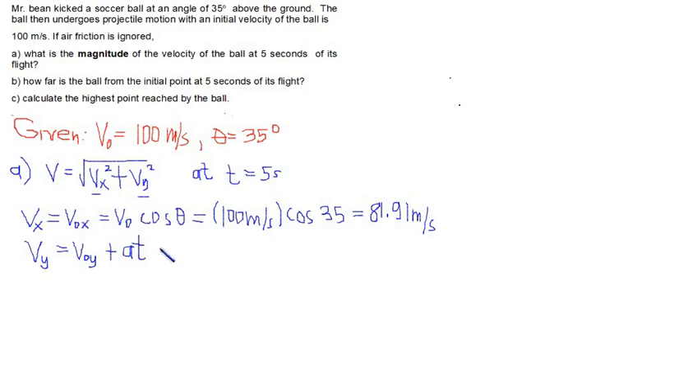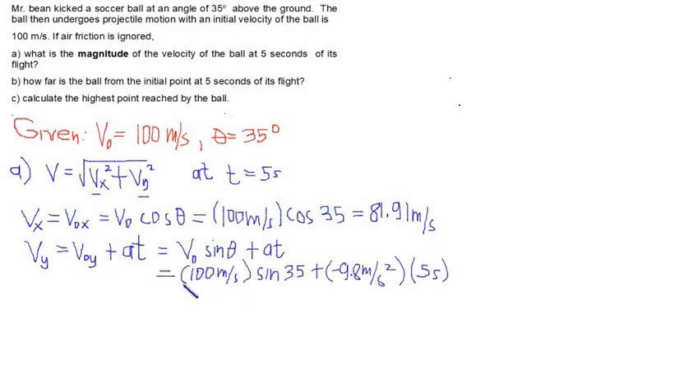So now the Vy is just equal to the value of v0y. Remember, v0y is just equal to v0 sin theta. So the equation for Vy: the initial velocity v0 is 100 meters per second times sin 35, plus the negative 9.8 meters per second squared times the 5 seconds of time. So the value of Vy is 8.36 meters per second.